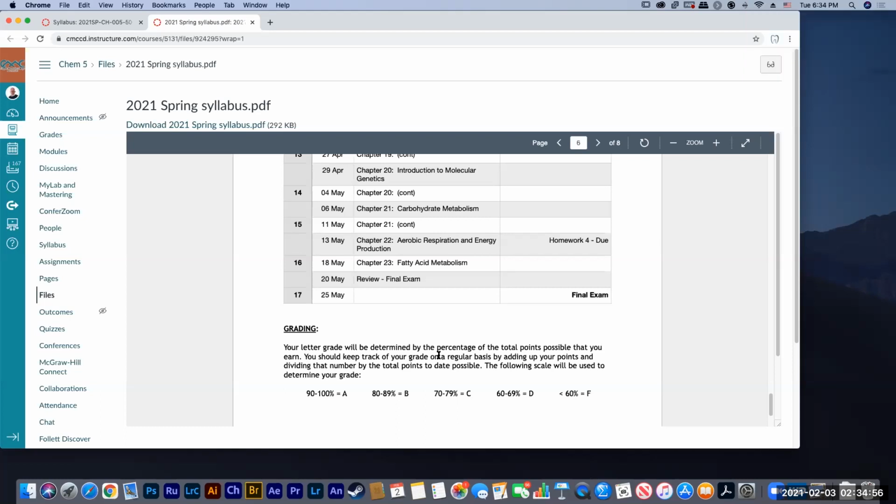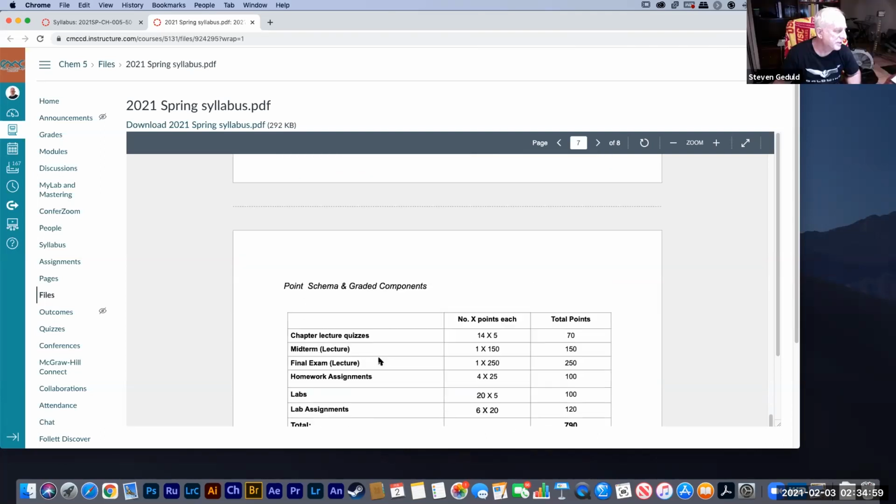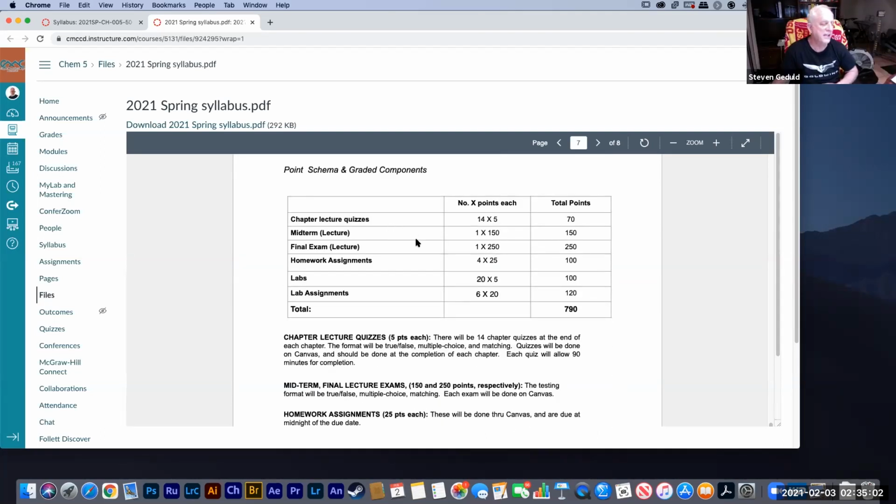Okay, perfect. All right, so here's our grades. The chapter lecture quiz at the end of every chapter, and I'll show you this when we go through the modules. Chapter 10 has a quiz. Chapter 11 has a quiz. Each quiz is worth 5 points. When we go through the chapter, I recommend you take the quiz. You've got an hour to do it. It's open book, open notes. There are 5 questions and it's 5 points. There are 14 chapters, so you've got a total of 70 points. The midterm is 150 points. The final is 250 points.